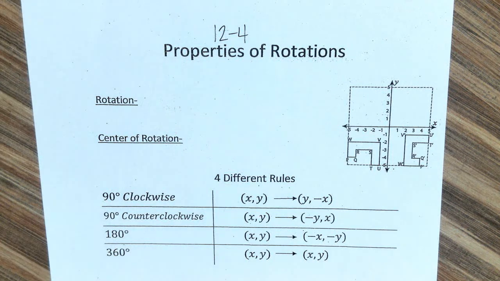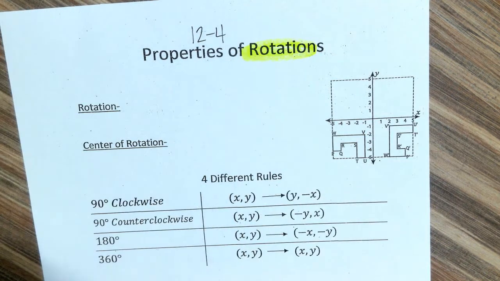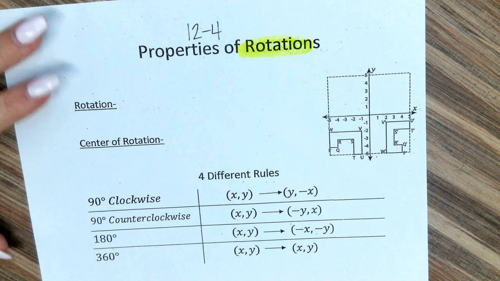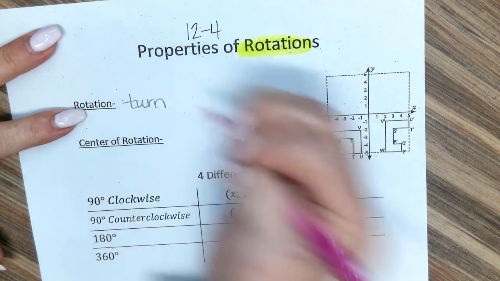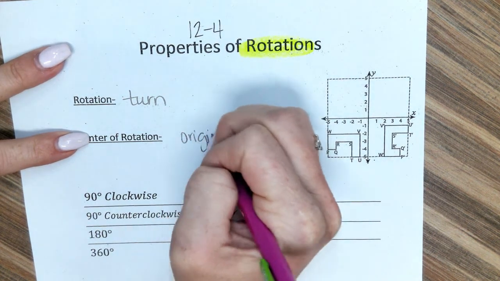Today we're going to learn our next transformation. Who remembers what the big picture is? What is a transformation? A change. The first one we learned was a translation, which was a slide. The next one we learned was a reflection, which is a flip. And this one today is called a rotation. A rotation is basically just a turn. And the center of rotation is going to be the origin, which is (0, 0).